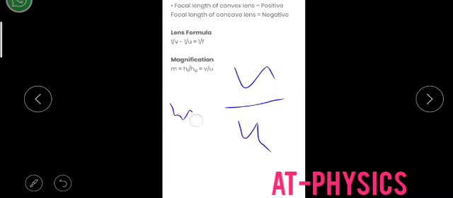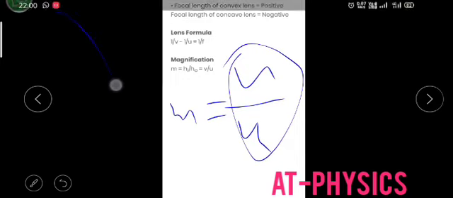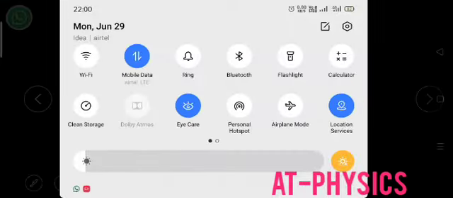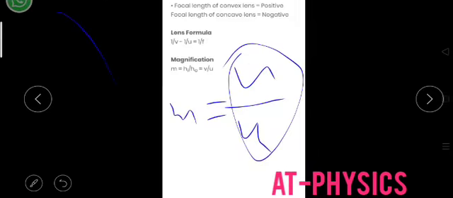But in case of mirror magnification, a minus sign should be there, but in case of a lens, v upon u is used. Clear? So this is a very important thing, and it is one thing to remember for all times.